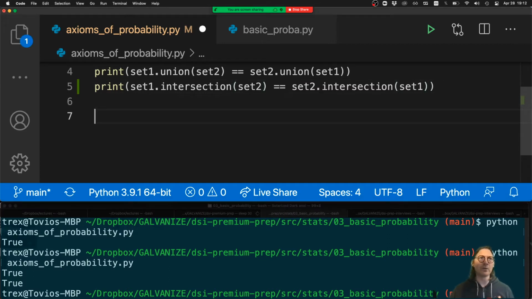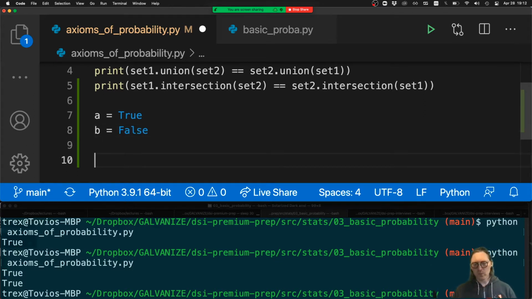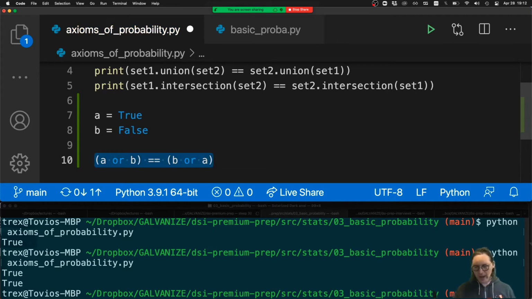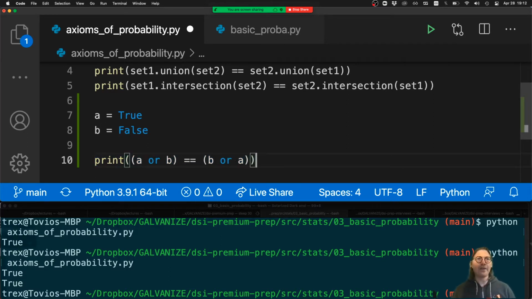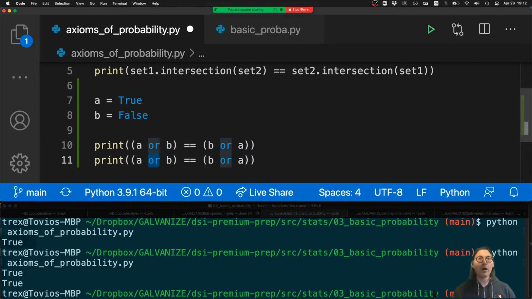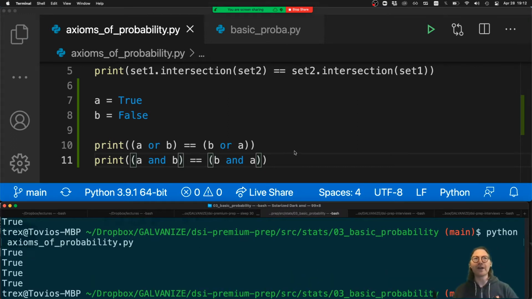Now we can take this a little bit further. We can say A is true, B is false, and I'm going to work out of this idea a lot. A being true, B being false, and C being true. But of course we could change those values depending on what we're doing. So A is true, B is false. Is A or B equal to B or A? I think this is much easier to see. If I print that, I think we're going to see that that is true. And then I can swap this or for ands, and we should see that all of these ideas are true.